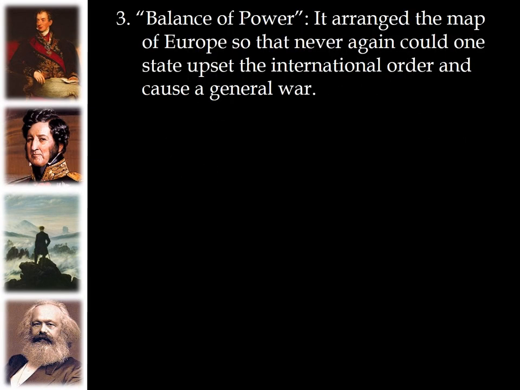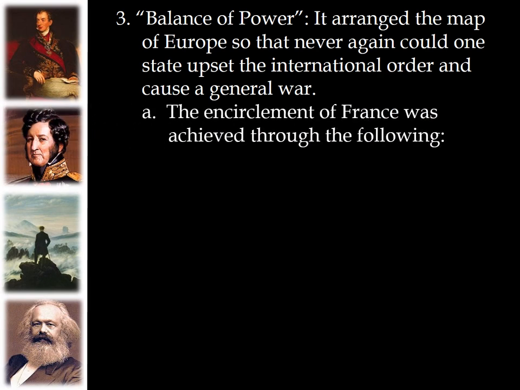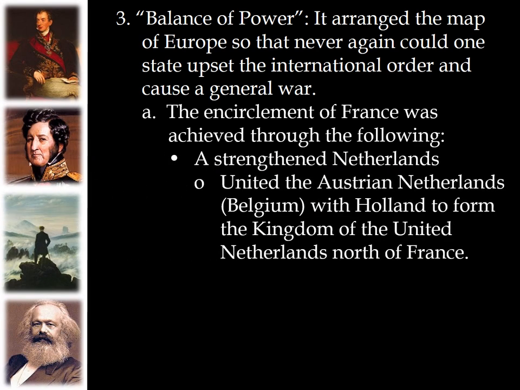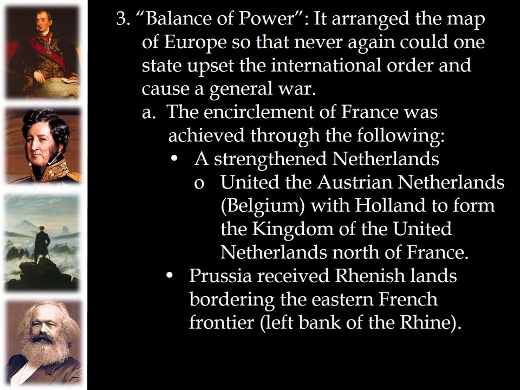And the third thing, balance of power. The Congress of Vienna arranged the map of Europe so that never again could one state upset the international order and cause a general war like what had happened during the previous century. The encirclement of France was achieved through the following: a strengthened Netherlands. They united the Austrian Netherlands or Belgium with Holland to form the Kingdom of the United Netherlands north of France.